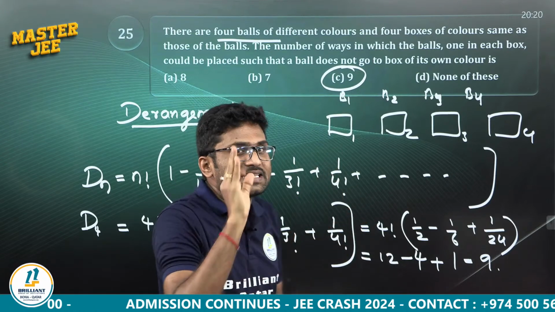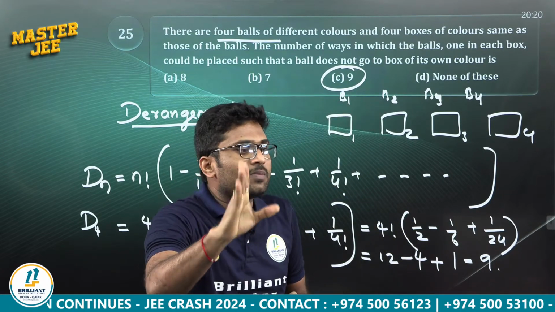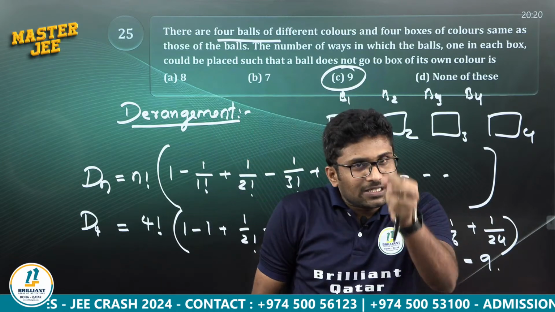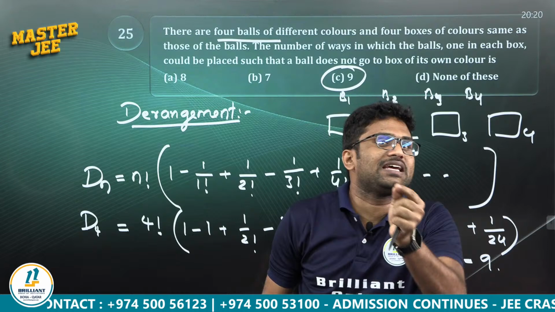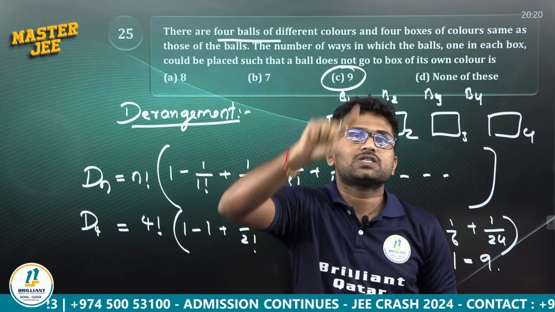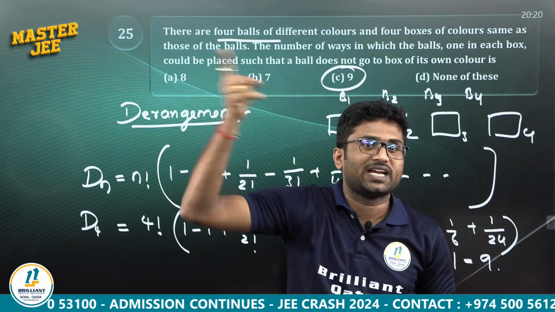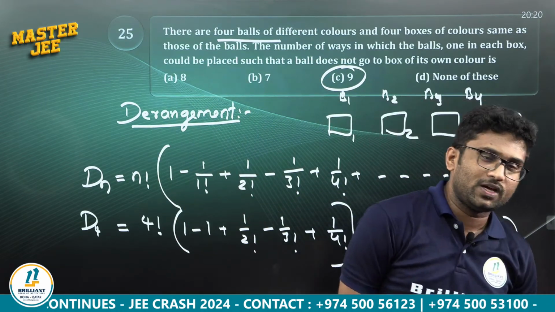So this is the derangement principle. Very important. Derangement means so simple: it should not enter into its original place. Even a single element should not enter its original place. All such arrangements are called derangements. 9, very good friends.